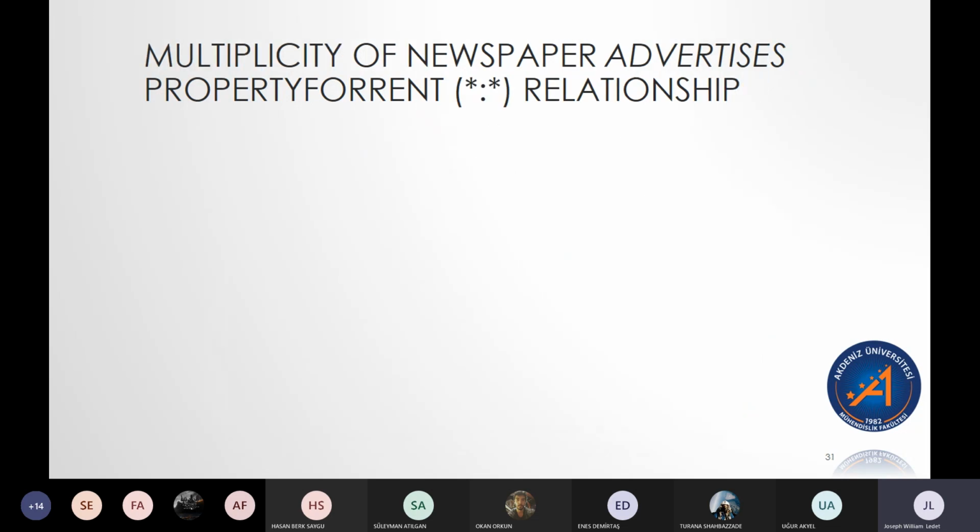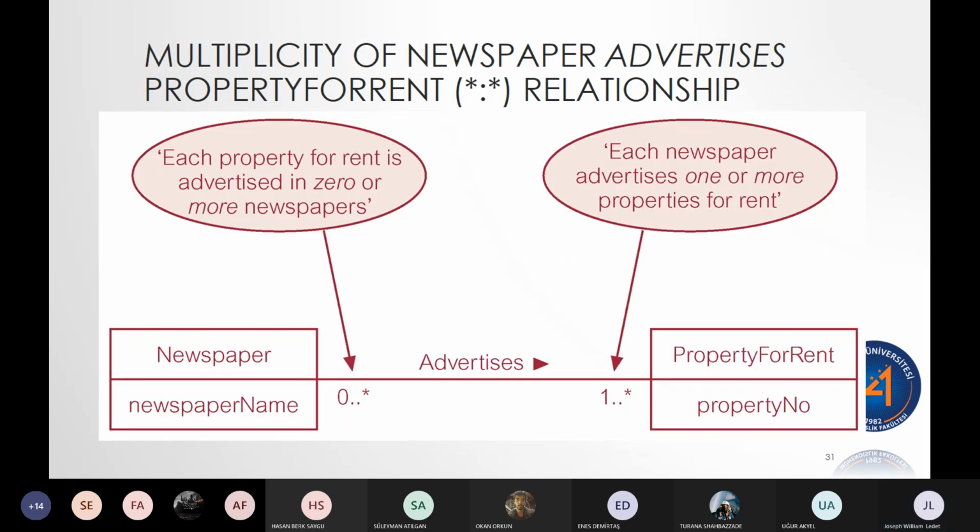Okay, so the way we would represent this relationship, we have a newspaper, we have a property for rent. We say a newspaper advertises one or more properties for rent. Participation is required on the newspaper side. The newspaper must participate in this relationship. That's what this one means. It can participate as many times as we want.